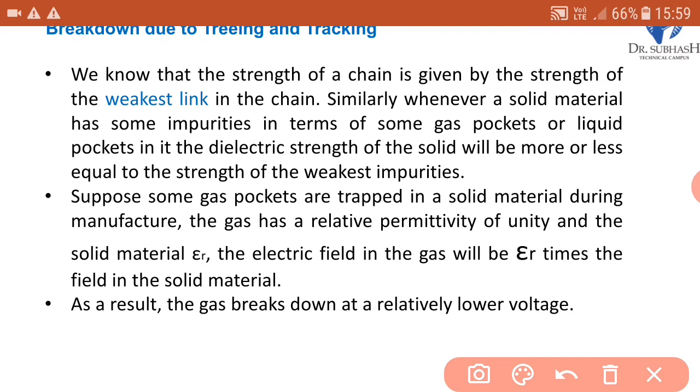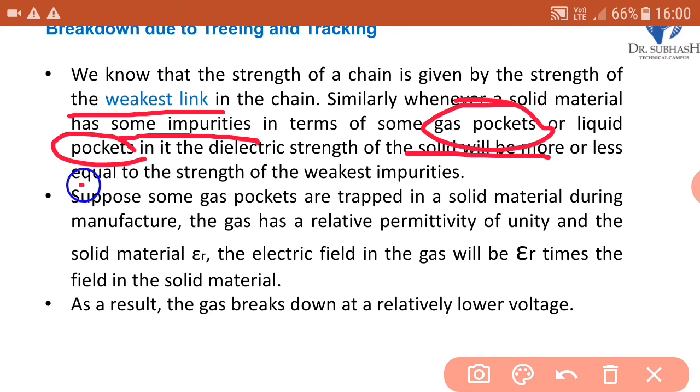We know that the strength of a chain is given by the strength of its weakest link. Similarly, whenever a solid material has some impurities in terms of some gas pockets or liquid pockets in it, the dielectric strength of the solid will be more or less equal to the strength of the weakest impurities. It means we can say that the dielectric strength of the solid is almost equal to the dielectric strength of the weakest impurities.